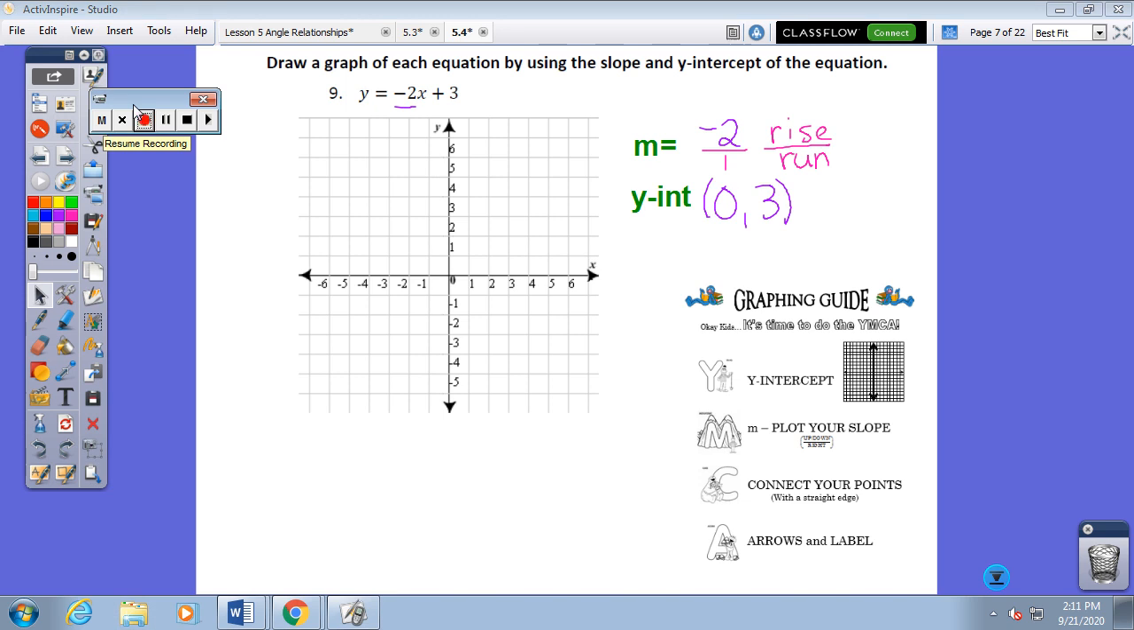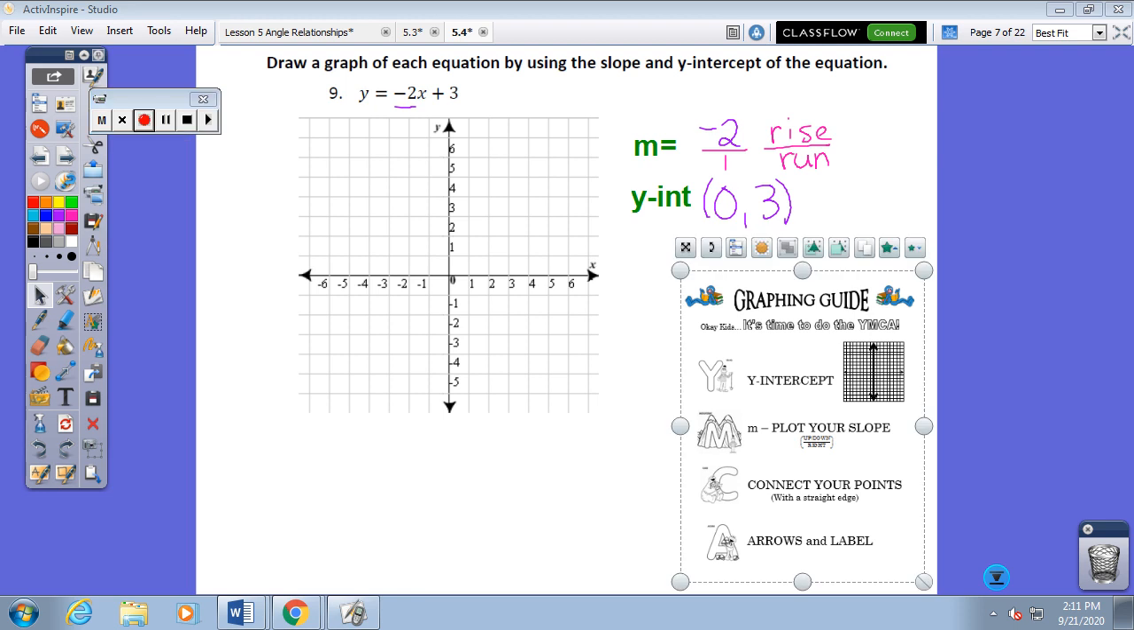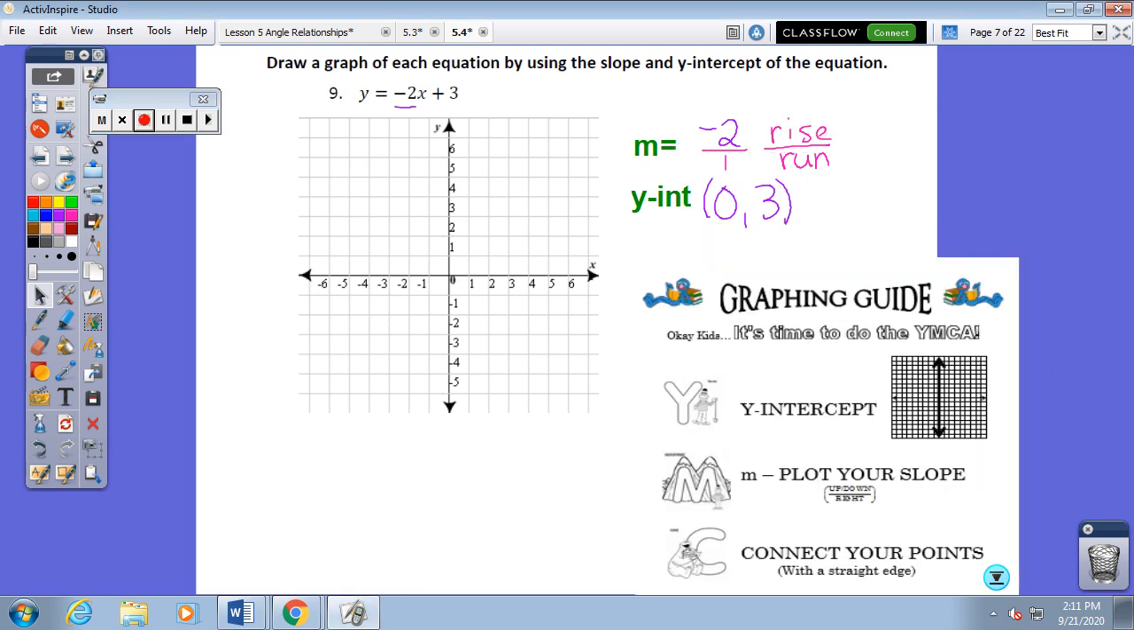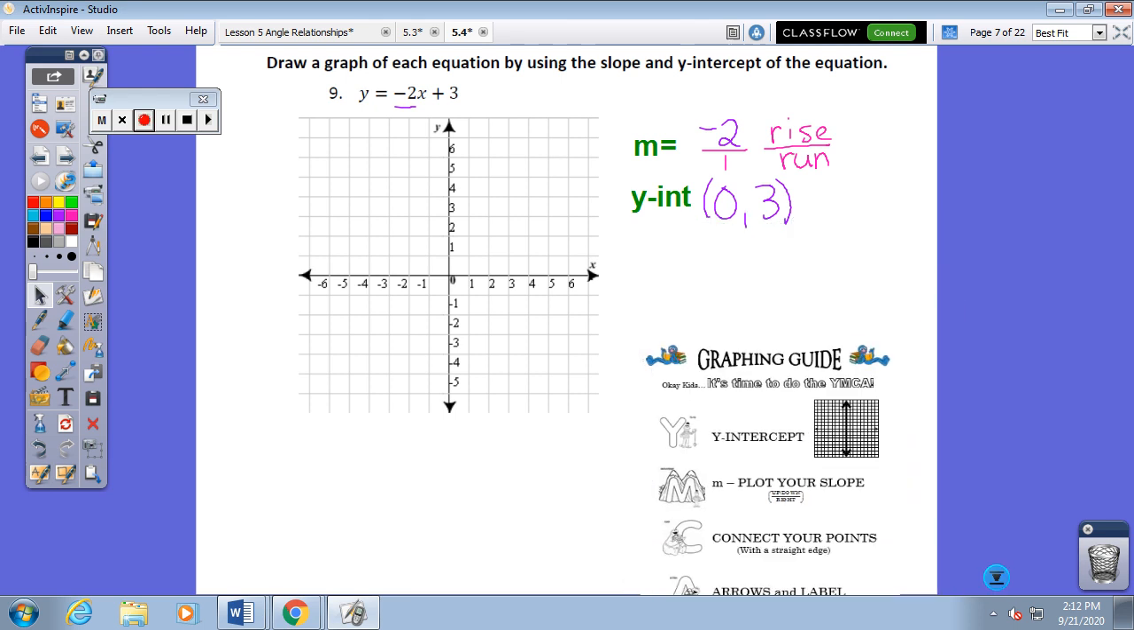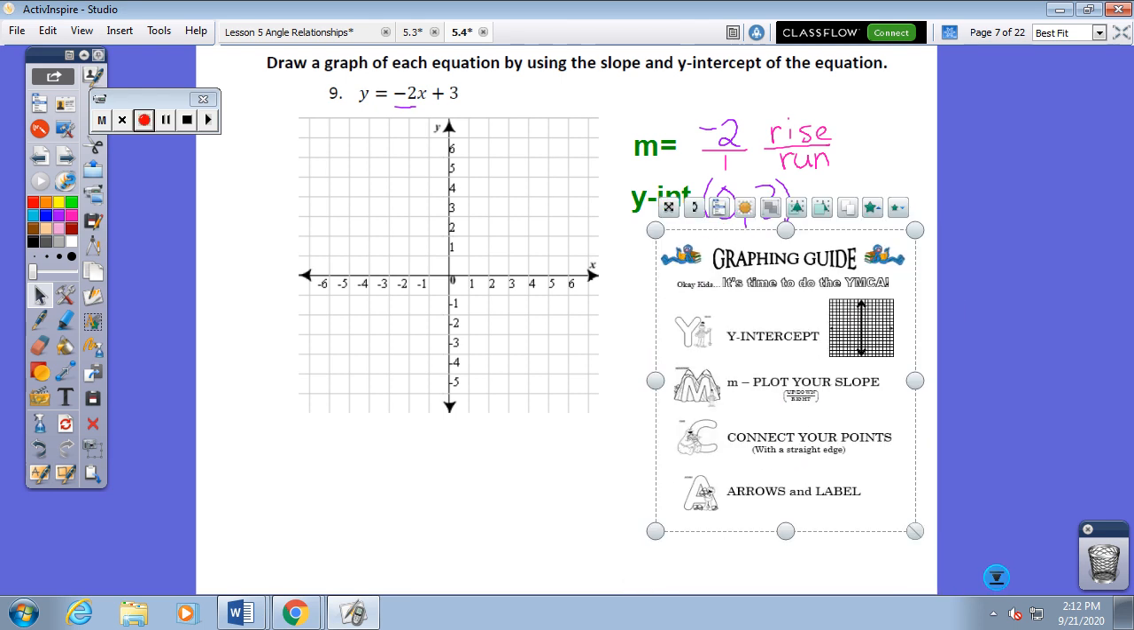I found this clever little sheet that I think is helpful when graphing. It gives you the directions and the steps, and I made it smaller so it all fits on the screen. It's the graphing guide, using the YMCA. That's the order that you graph in. You have to find the slope and the y-intercept, and from there we're going to do YMCA.